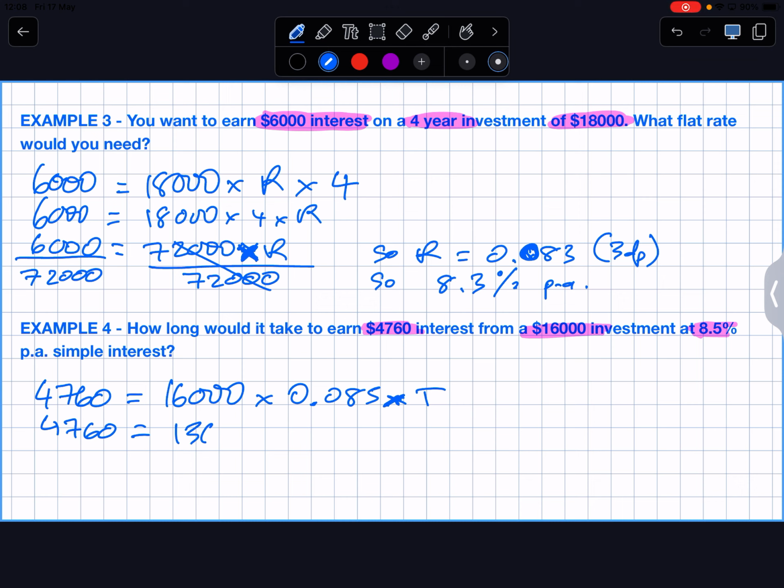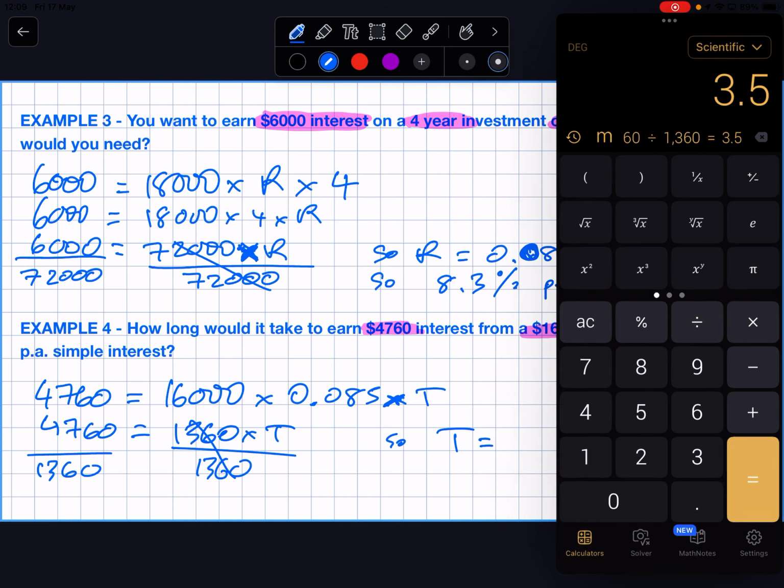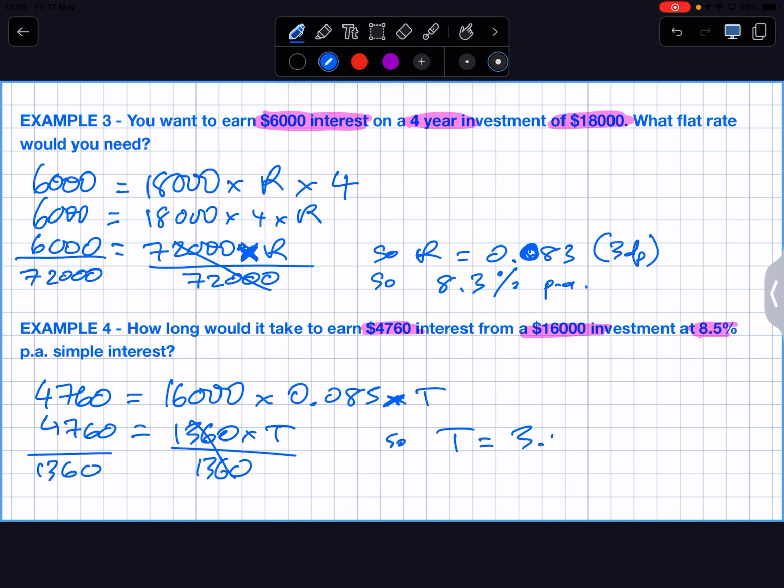1360 times T. Opposite of timesing something by 1360? Divide by 1360, do that on both sides. That cancels. So T is 4760 divided by 1360, 3.5. 3.5 years.